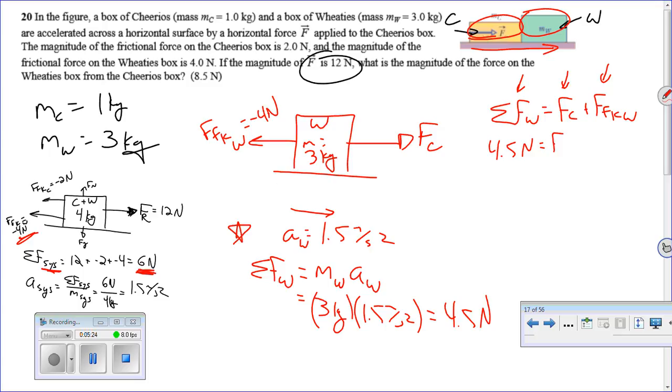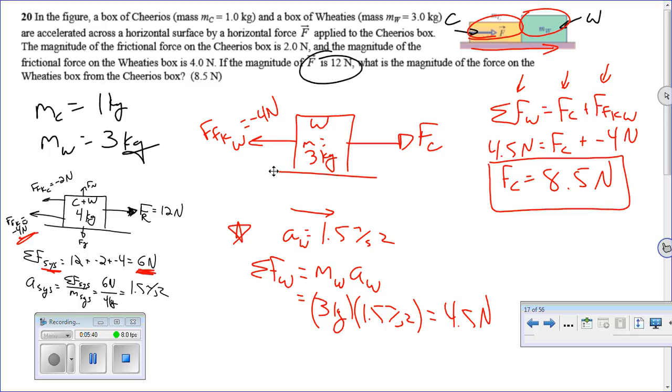Force of the Cheerios is our missing force. Force of kinetic friction is -4 newtons. Add 4 newtons to both sides, and the force of the Cheerios turns out to be 8.5 newtons. All right, so there's our answer, okay? But what I was saying is there's sort of a built-in check, all right?